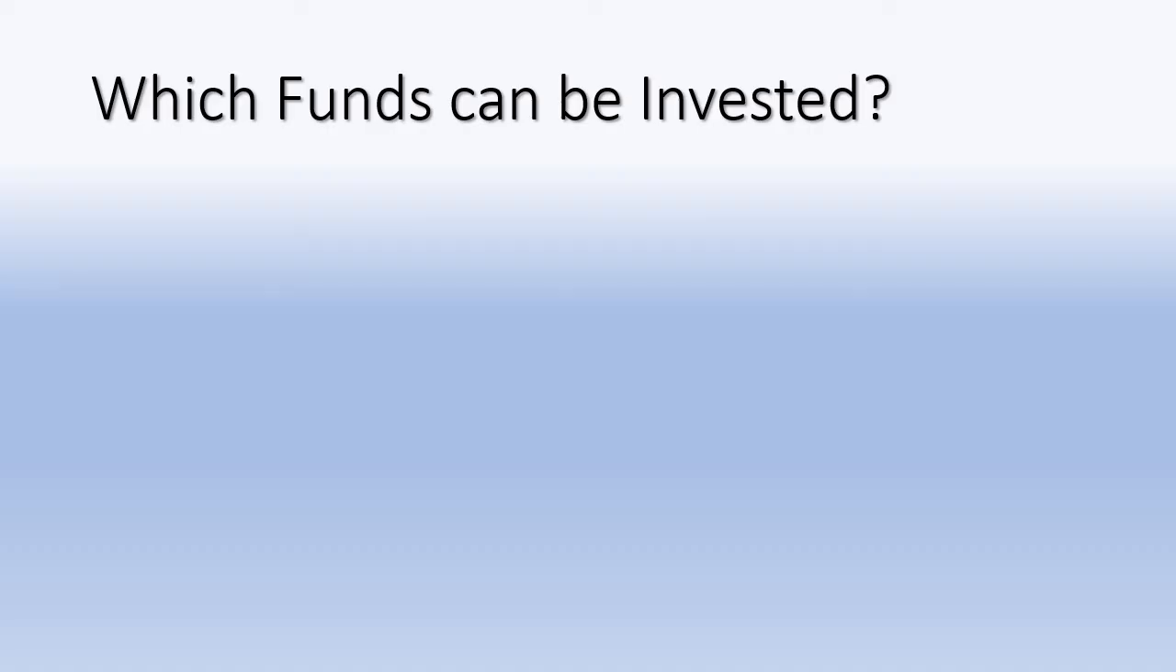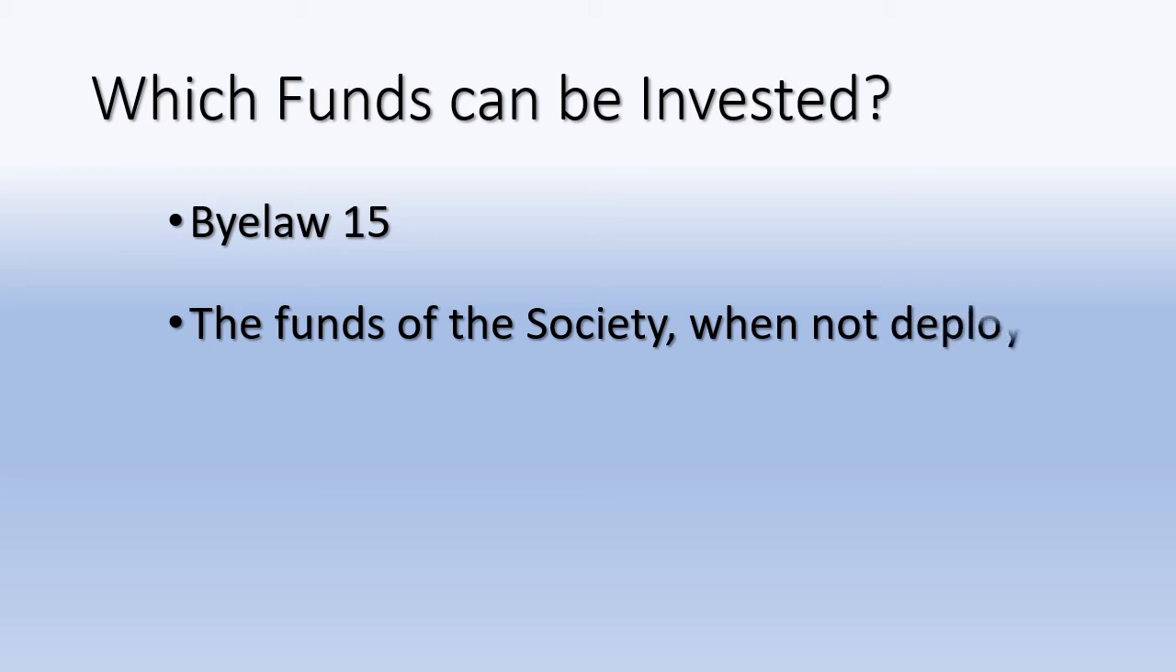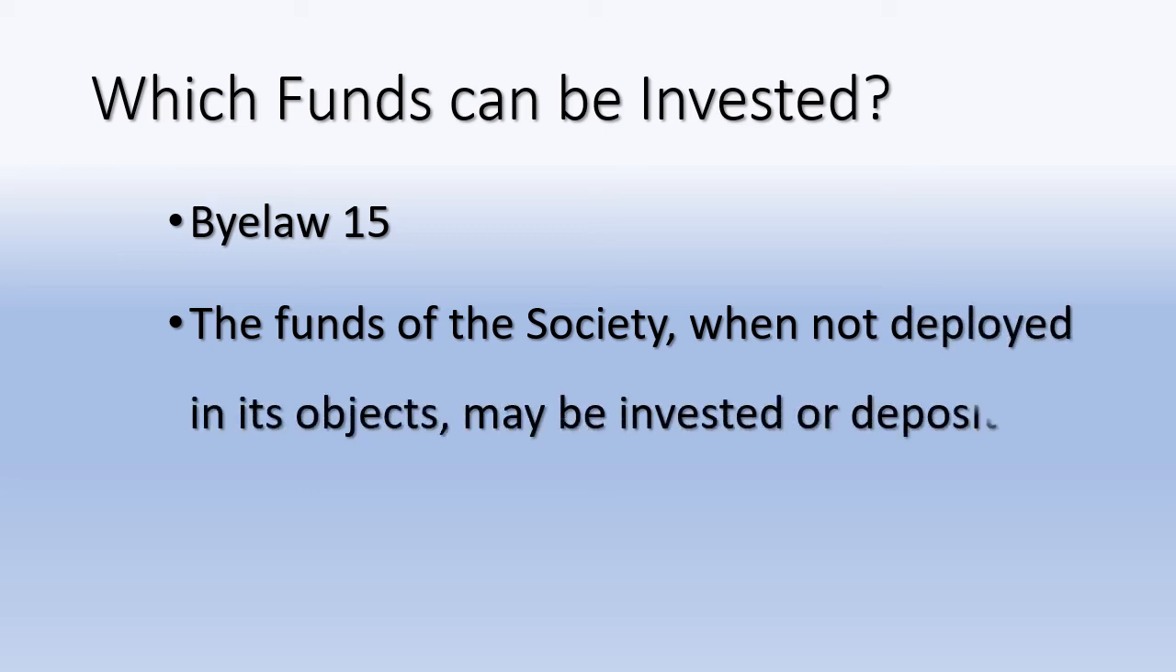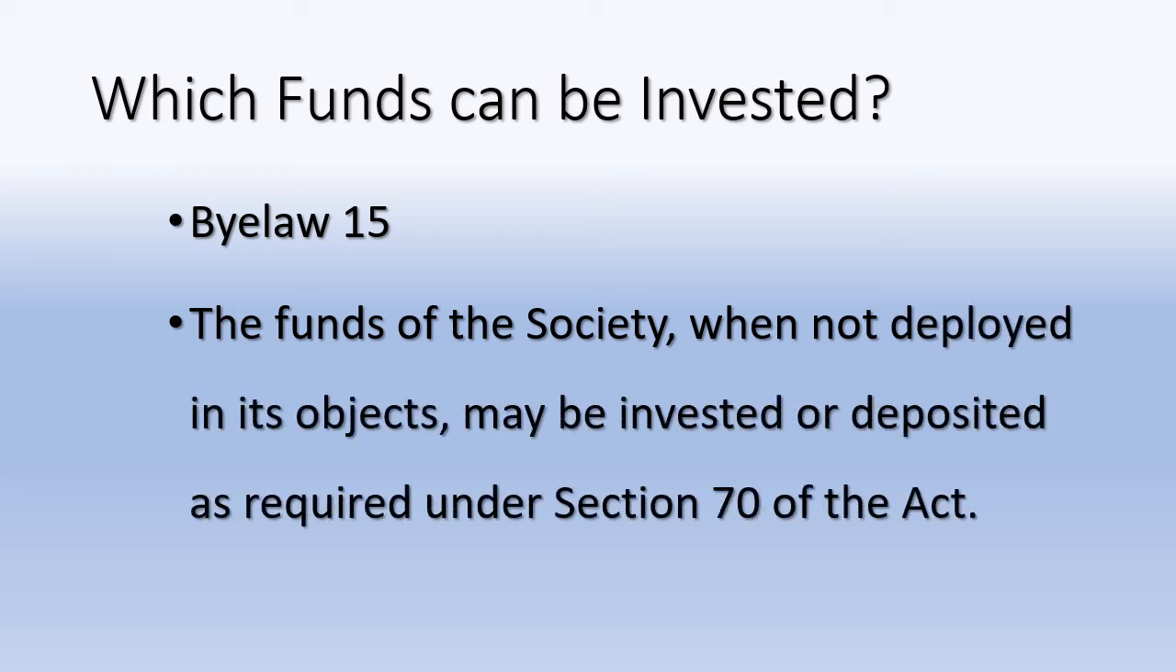Which funds can be invested? Well, Bylaw 15 gives us all the guidance that we need. And once again, we are directed to go to section 70 of the MCS Act, which puts certain restrictions on where the society can invest. In the report provided by the auditor, we are told that the maintenance and repair fund at the rate of 0.75% of the construction cost of the building needs to be invested. Dear friends, that is an erroneous interpretation.